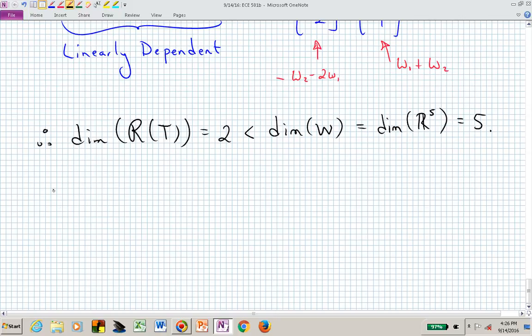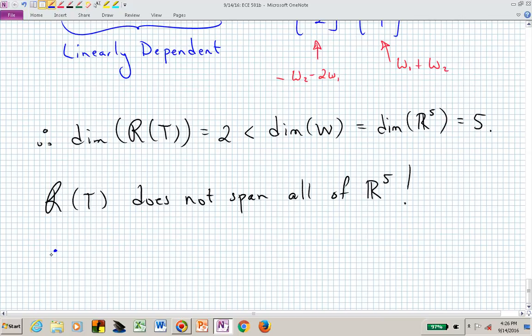So we've just shown then that the range of T does not span all of R5, and what does that allow us to claim? T is not onto, or it's not surjective, is it? It's not filling the entire output vector space. Therefore, T is not a surjective map.